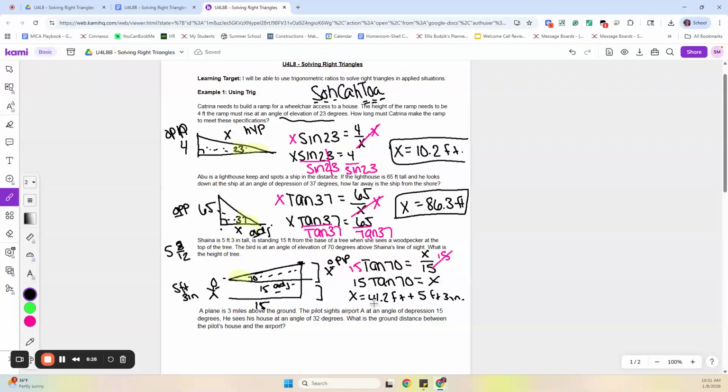So we got 41.2 plus 5.25, and that's going to be 46.45 feet. And that would be our answer.